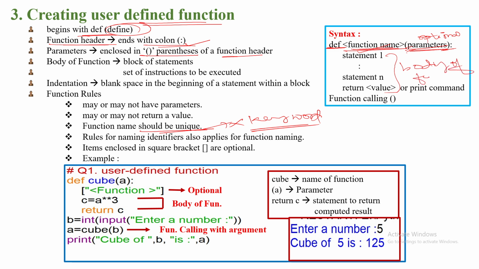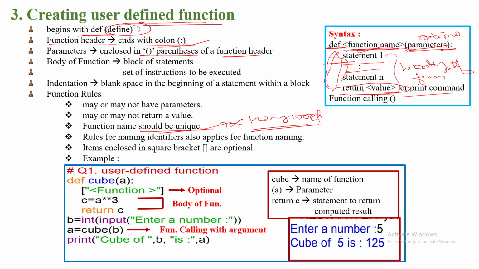Here the task is going on. It depends on the task; it may take many steps, or sometimes one or two steps. Then indentation: whenever there is a colon, it takes indentation, meaning you leave blank space from the beginning, inside the block. And then afterwards return the value or print the command.